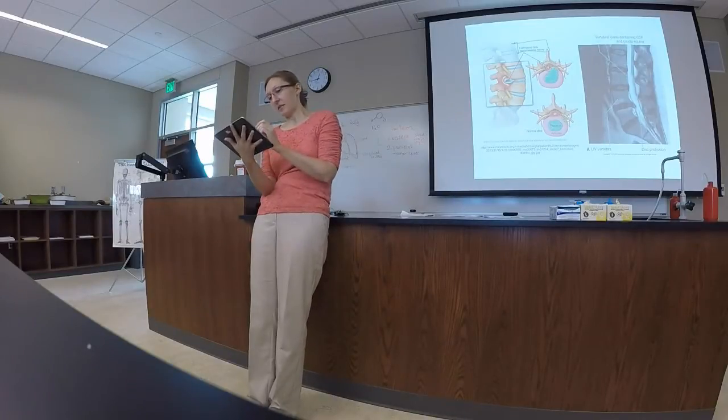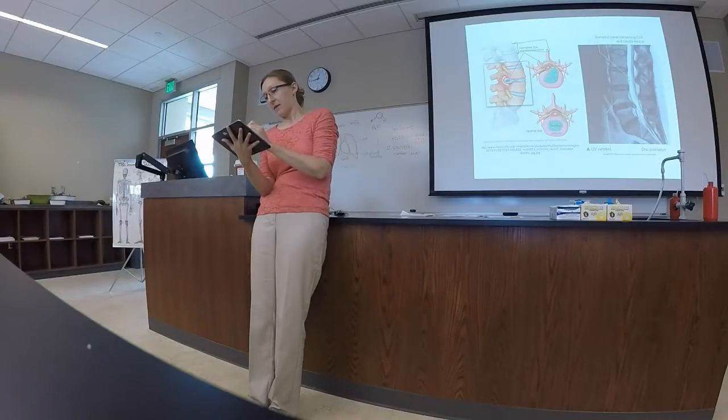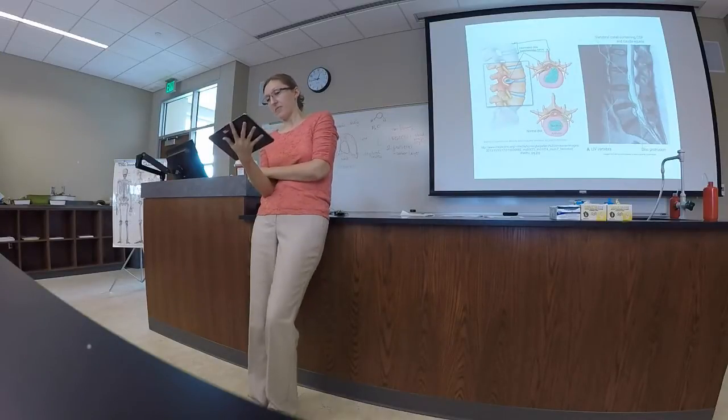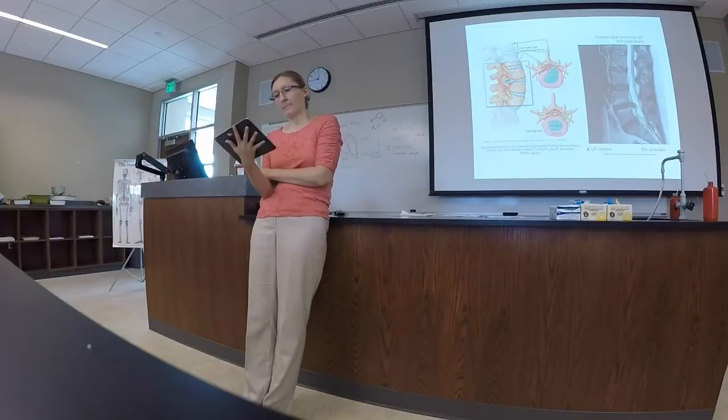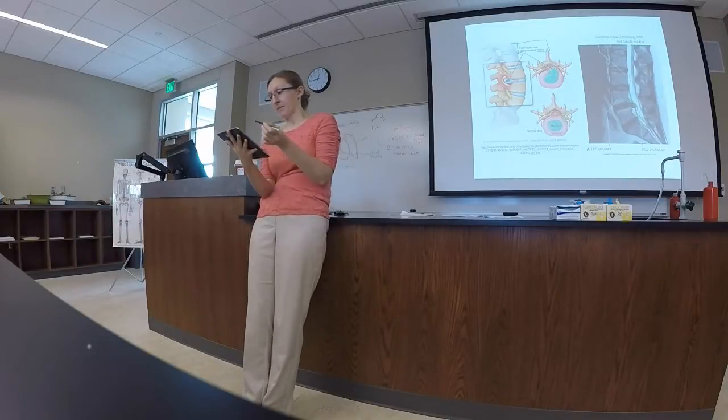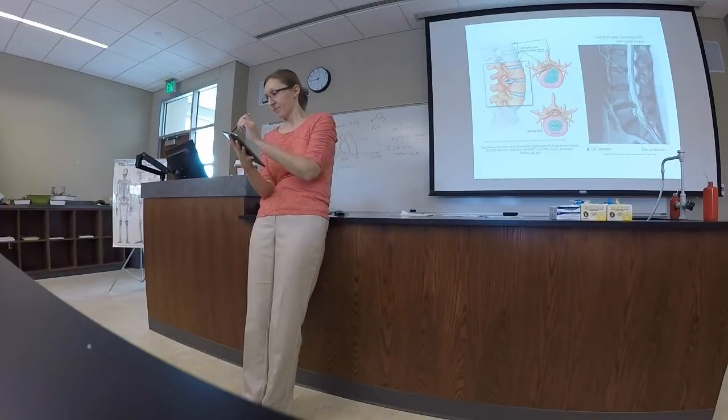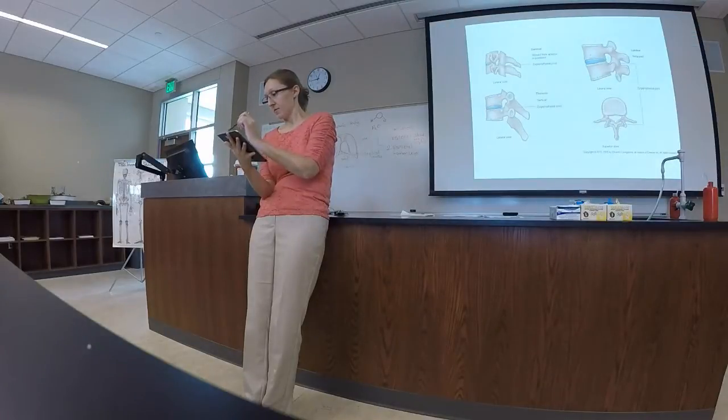And so here is an example of an MRI. You can see here the spinal cord, and you can see a protrusion here of the disc into that vertebral canal.